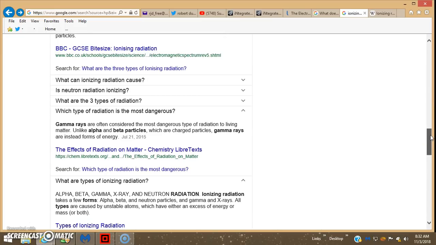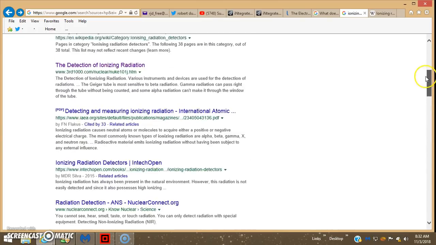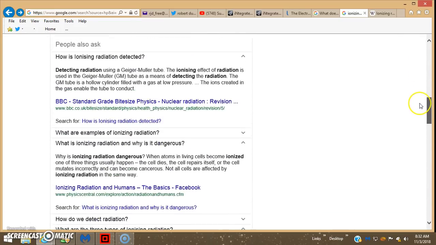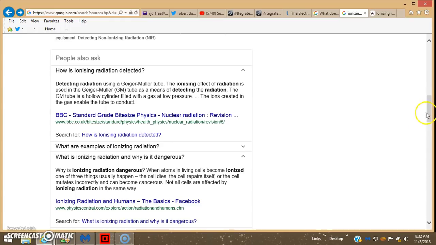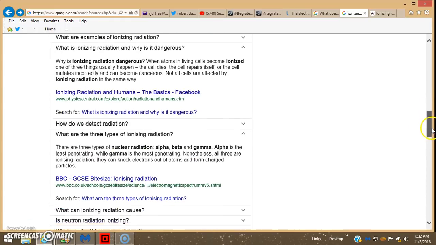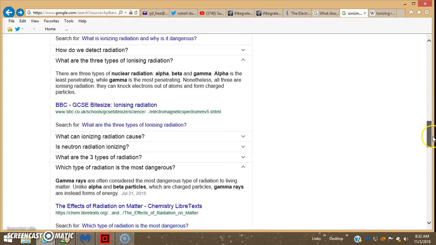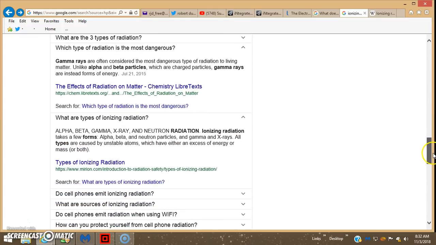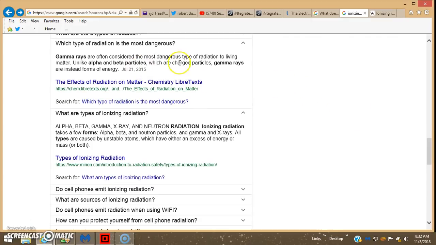Now, I just Googled ionizing radiation detection and came up with all this. You can click all these little chevrons and they give you different stuff. I clicked on several of them, and here are the ones I want to highlight for this video. Gamma rays are often considered the most dangerous type of radiation to living matter. Unlike alpha and beta particles, which are charged particles, gamma rays are instead forms of energy.